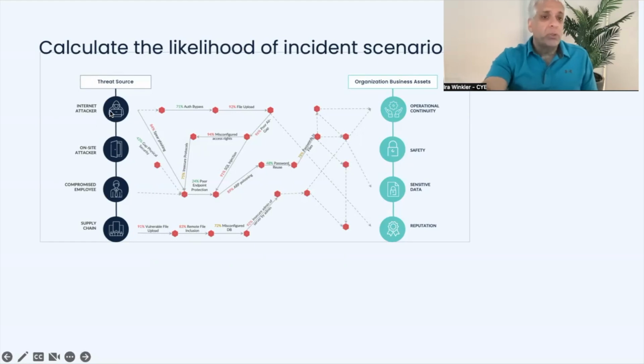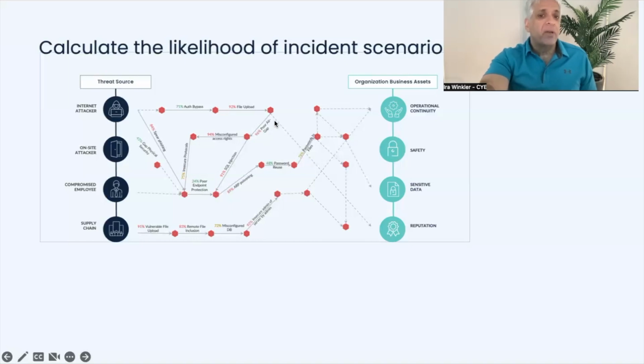Then we work with you to determine what your threat sources are. Right now, this is just a demo slide with the standard ones like an internet attack, on-site attackers, compromised employees, supply chain, third parties, and so on. And then we determine what attack paths each of these entities might use to get from where they are to the assets of value. And we figure out, using all the machine learning algorithms that we put together, what is the probability that any potential vulnerability, any potential node along the attack paths, is going to be exploited.